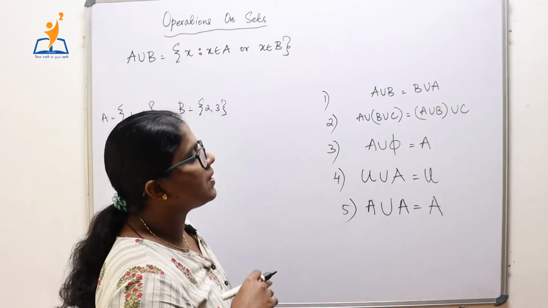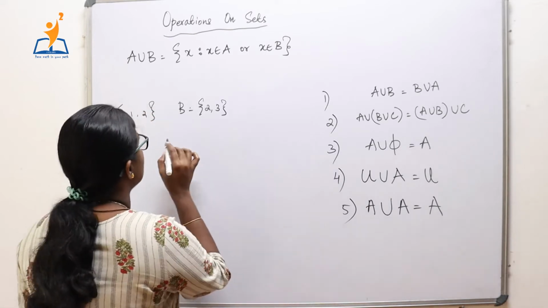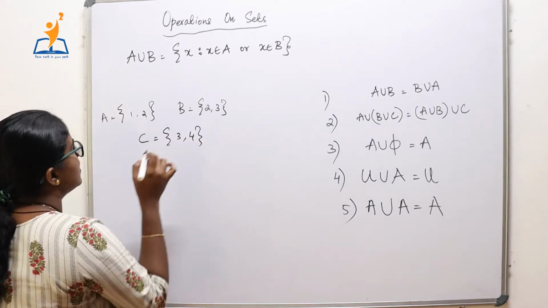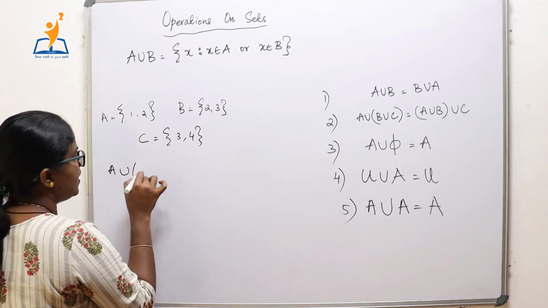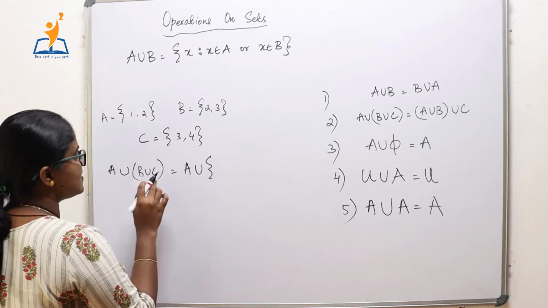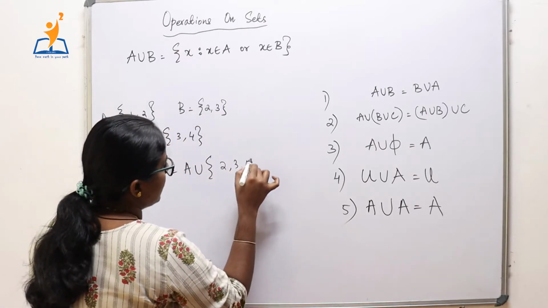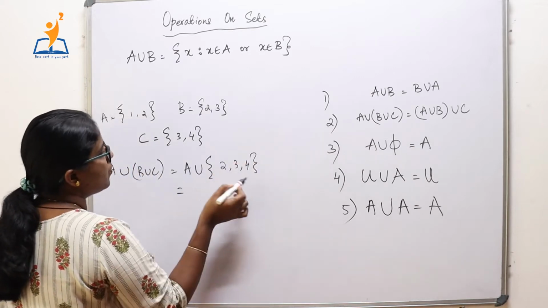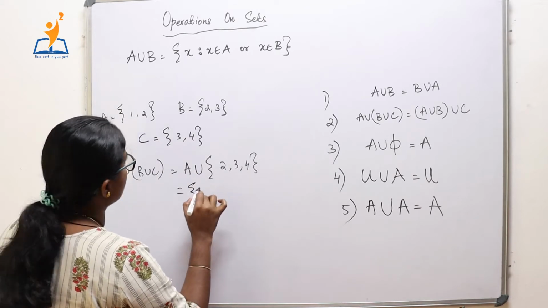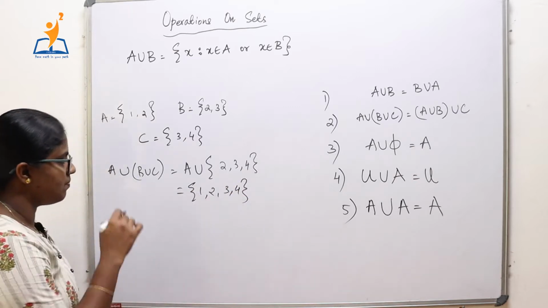That is, A union (B union C) is equal to (A union B) union C. So let C be equal to the set {3, 4}. Then A union (B union C): B union C is the elements from B and C, that is 2, 3 and 4. Now A union {2, 3, 4}, where A is {1, 2}, gives 1, 2, 3, 4. This is A union (B union C).